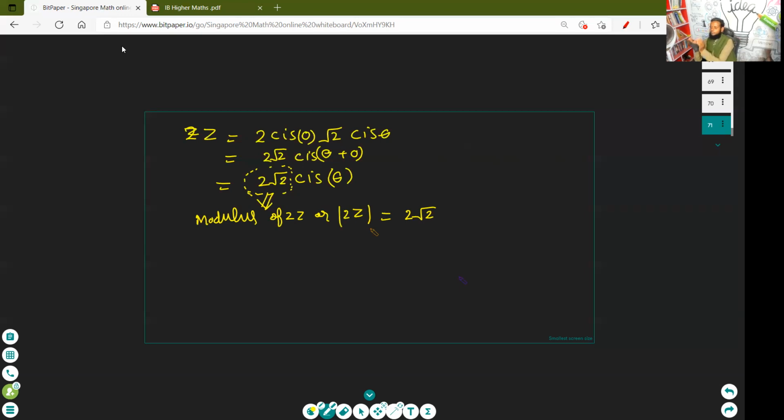You should multiply in polar form. You can get the angle. Here 2 root 2 is the modulus, and this is the argument of 2Z. You can also directly multiply. In division form, it is a division. Clear? You can also remember the formulas.